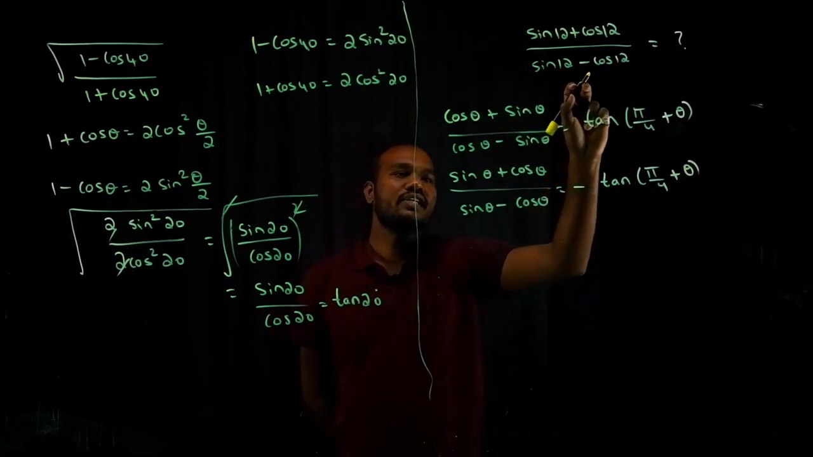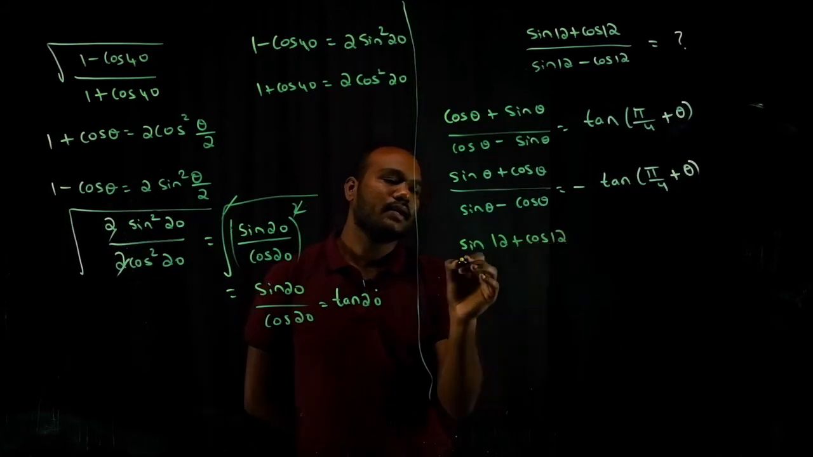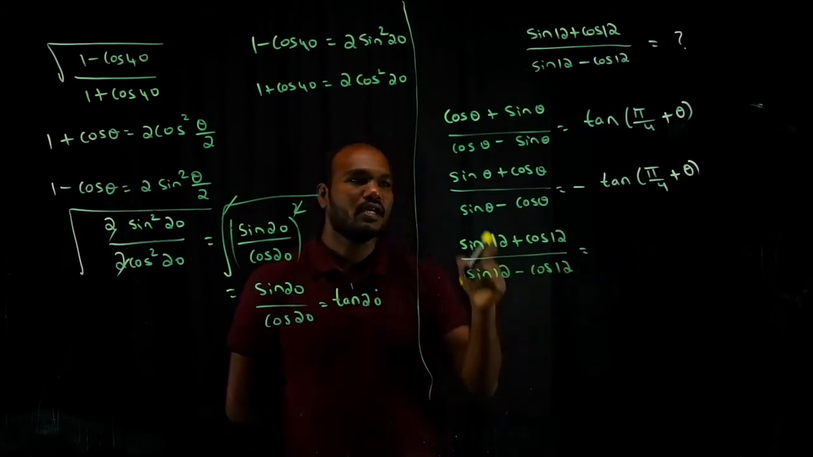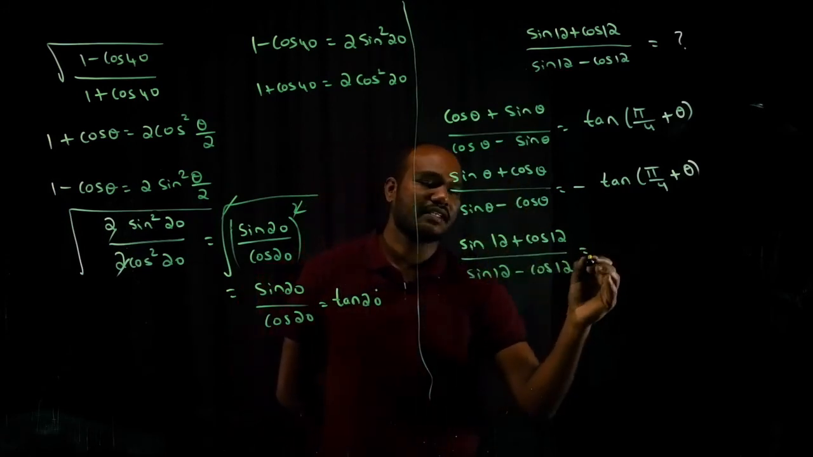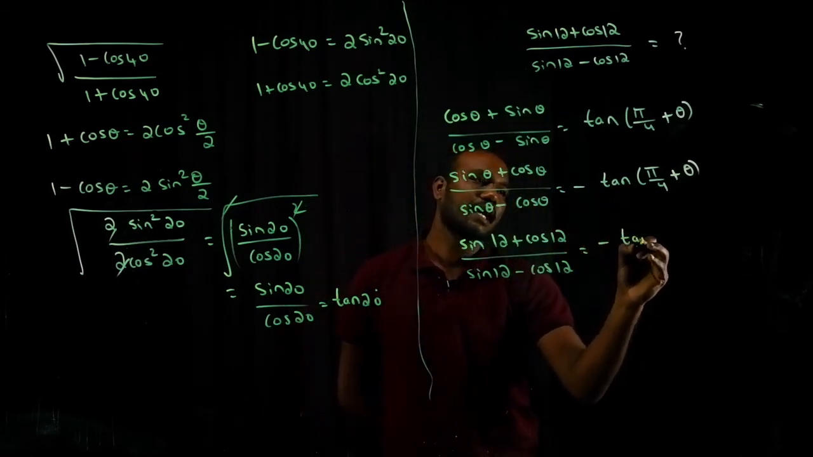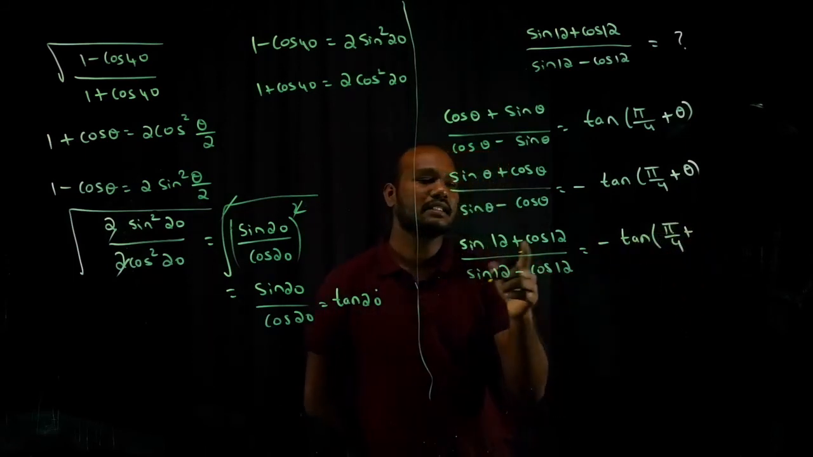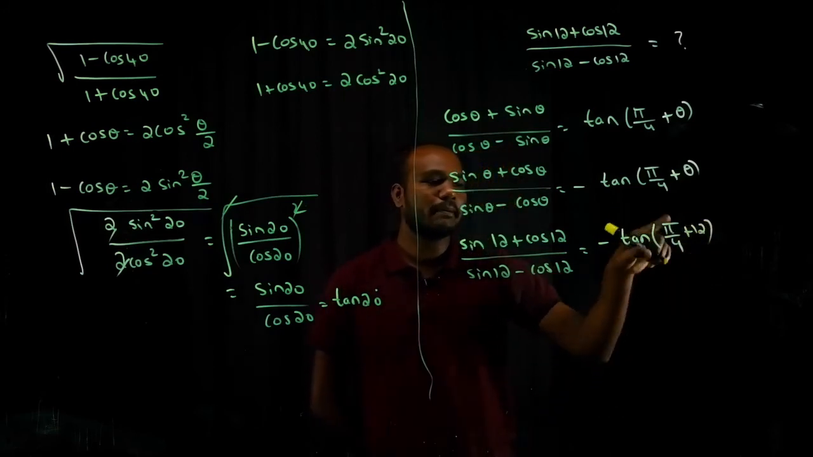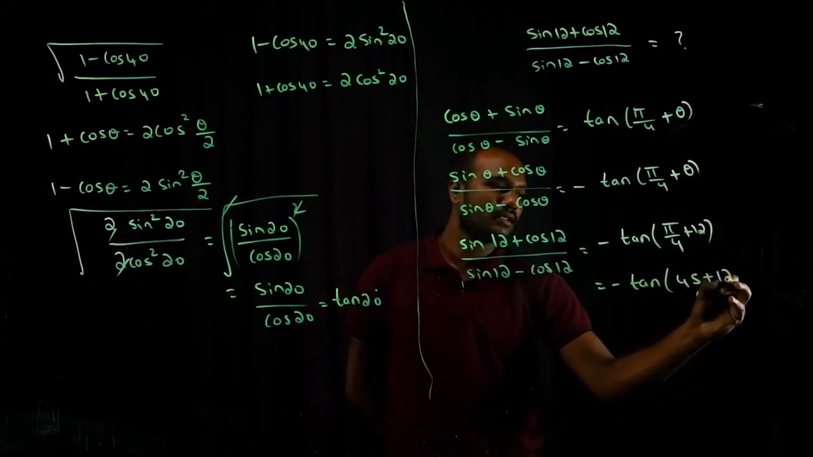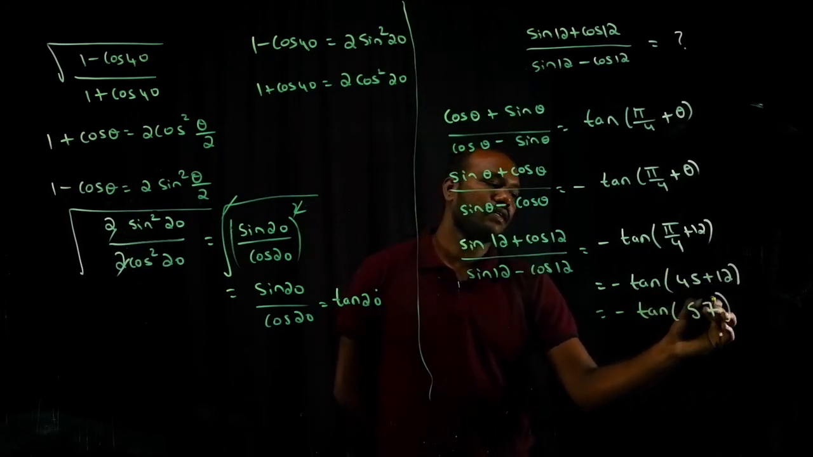Yes. Now see here, we have (sin 12° + cos 12°) divided by (sin 12° - cos 12°). Sine cos, sine cos. If sine and cos are there, what can we take? We have to use this formula: minus tan of (π/4 + θ). How much is theta? Let's take it as 12 degrees. We'll convert π/4 to 45 degrees. So 45 plus 12. This will become minus tan 57 degrees.